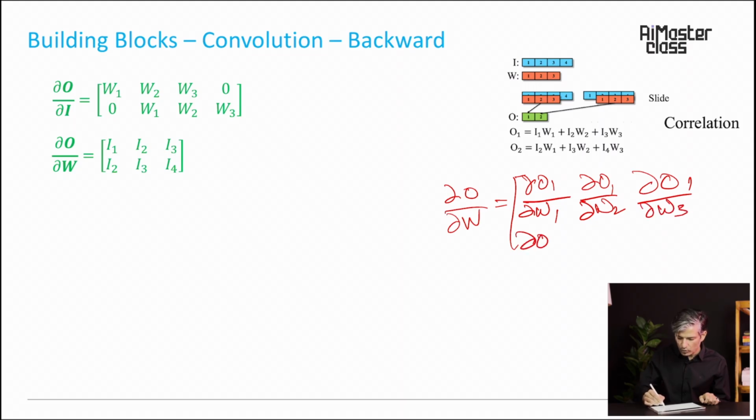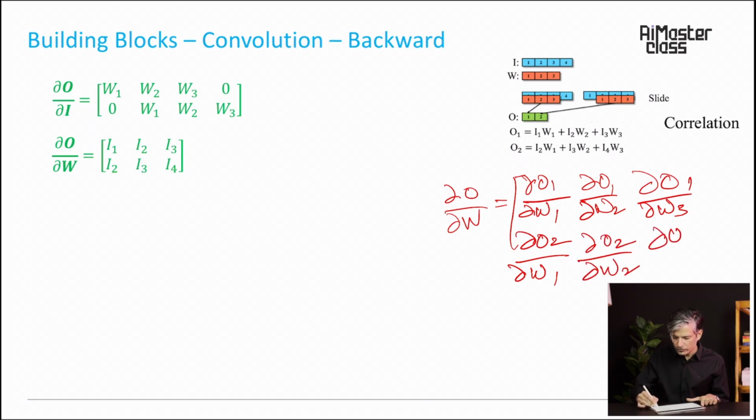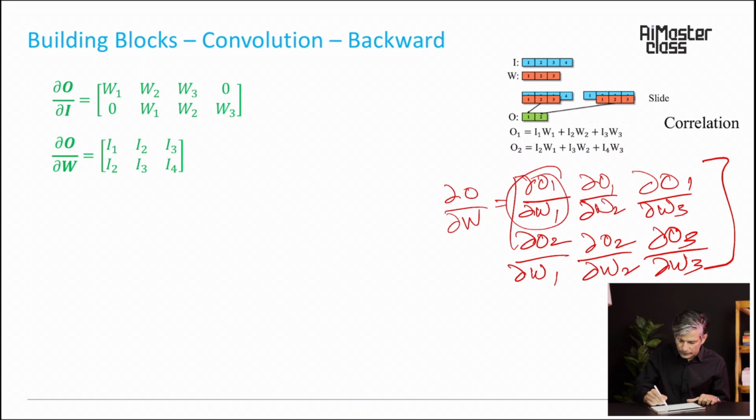Similarly O2 with W1 and O2 with W2 and O3 with W3. And now let's look at these quantities. So let's differentiate O1 with W1. So when we do O1 by W1, we get I1. Yes, so we got I1.